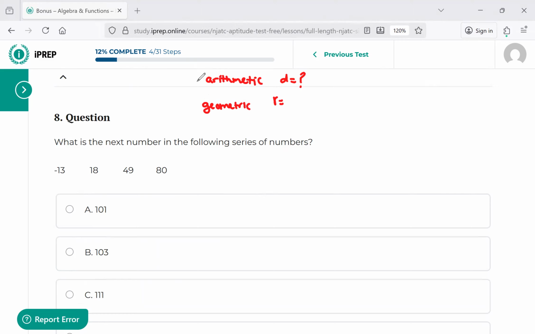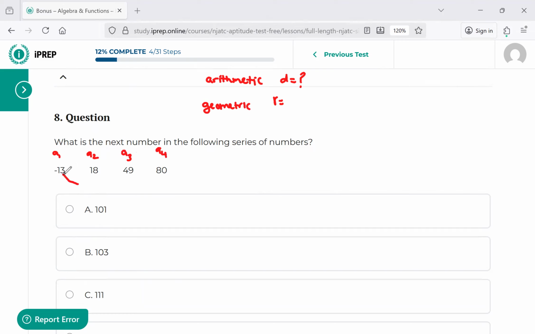They can be really sophisticated with these numbers. So question 8 says we have numbers negative 13, 18, 49, and 80. Let's start by checking if we have a common difference. Negative 13 is your first term, 18 is your second, then third, and then your fourth, right?